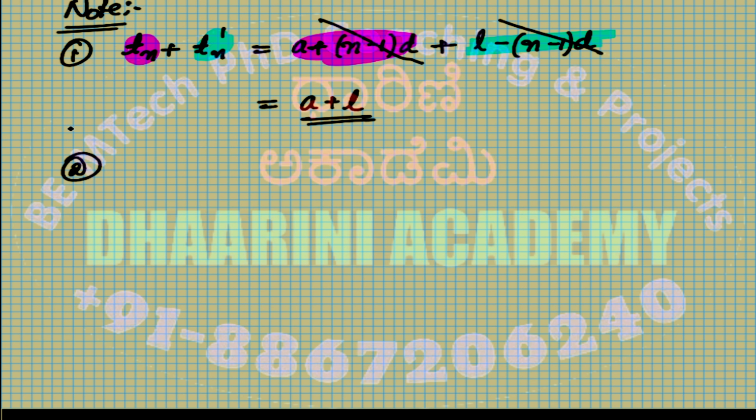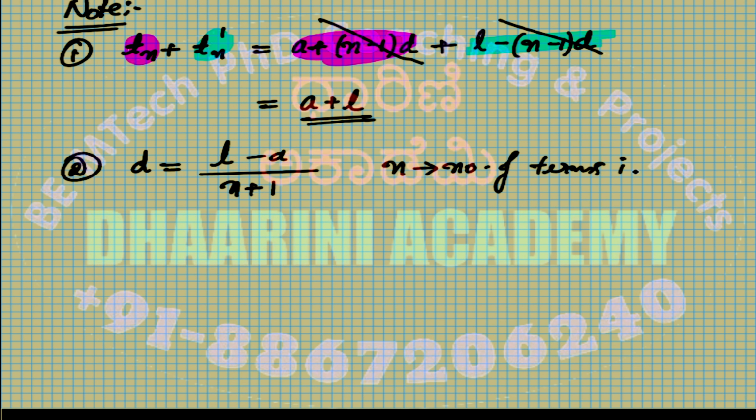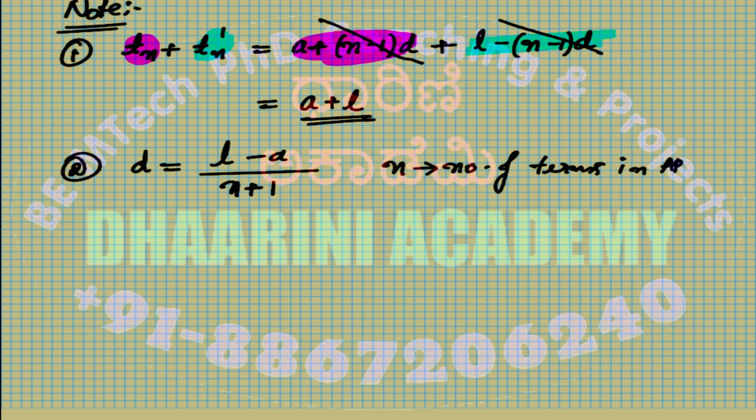The common difference in an AP can be identified like this. D is also equal to L minus A divided by n plus 1, right? Where A is the first term, L is the last term, and n is the number of terms in AP. So here L and A are known to us. N is the number of terms in AP.